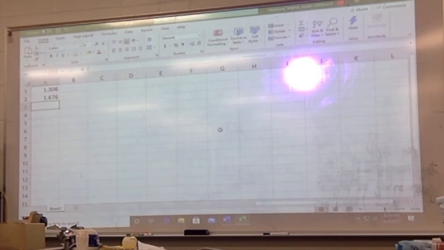Okay. And what's the next one? 2.068. All right. 2.629. Okay. And 2.933. Yep. Now you go to the next column. That next column is your y-axis column. So these are all the length values that you got in the first column. Tell me all the lengths.